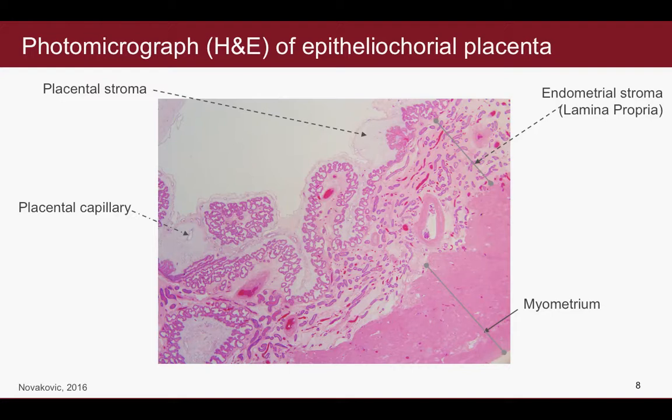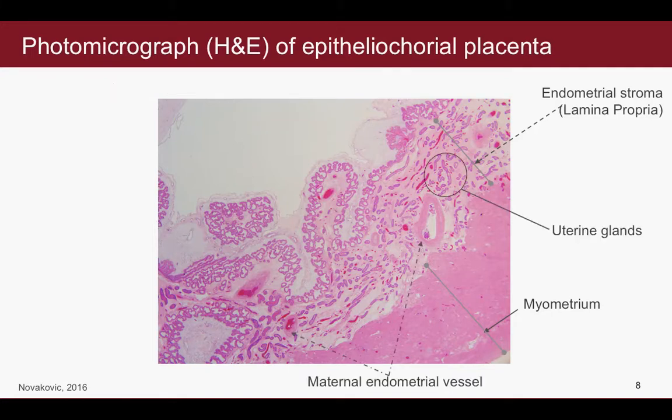The endometrial stroma, or lamina propria, is filled with capillaries and uterine glands that supply nutrients to the fetus. If nutrients are supplied by blood, it is termed hematotrophic nutrition, but if nutrients are supplied through uterine glands, it is termed histotrophic nutrition.